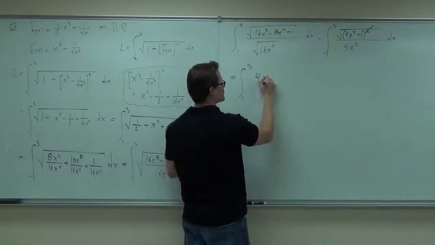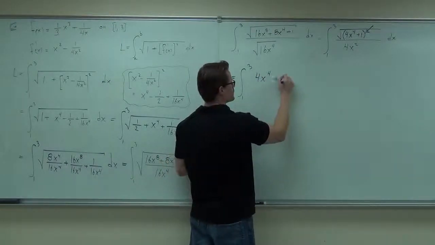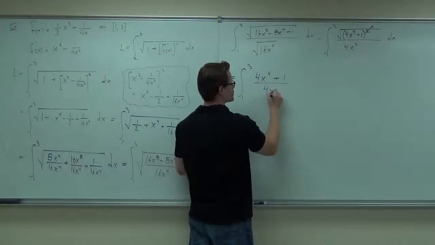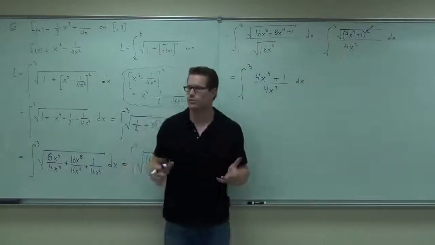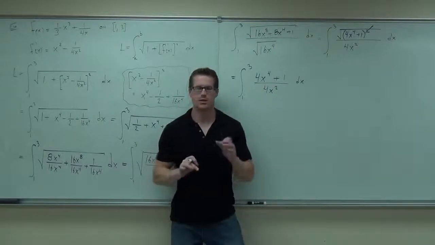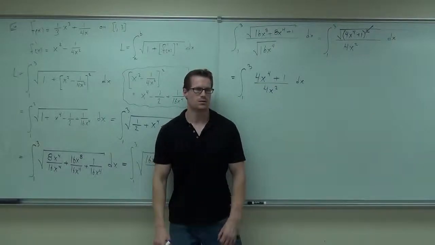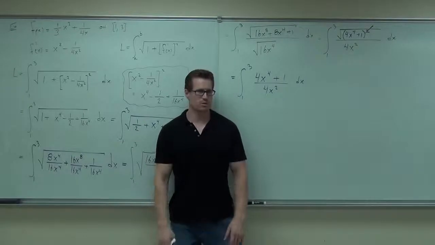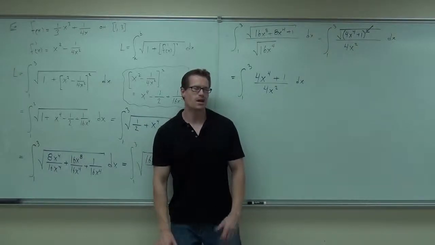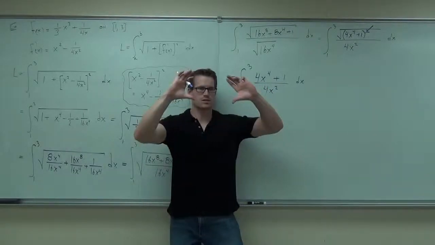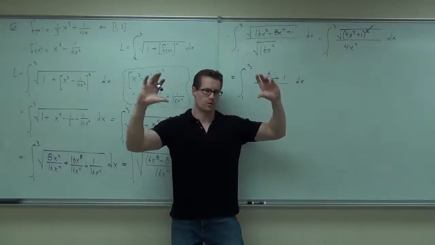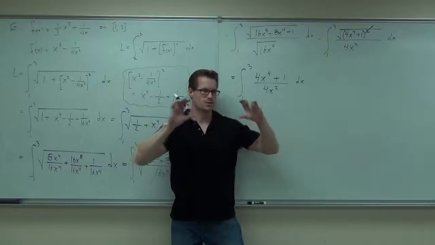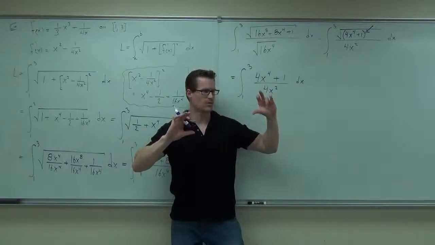We have the integral of (4x to the fourth plus 1) over 4x squared dx. Hey, we're almost home free. We got something that looks really nice. What now? Move the denominator to the top. You could. I'm going to do it a little different way, but you could do that. If you did that, though, notice you'd have parentheses times 1/4, and then x to the negative 2. So you'd have something a little bit awkward to deal with.